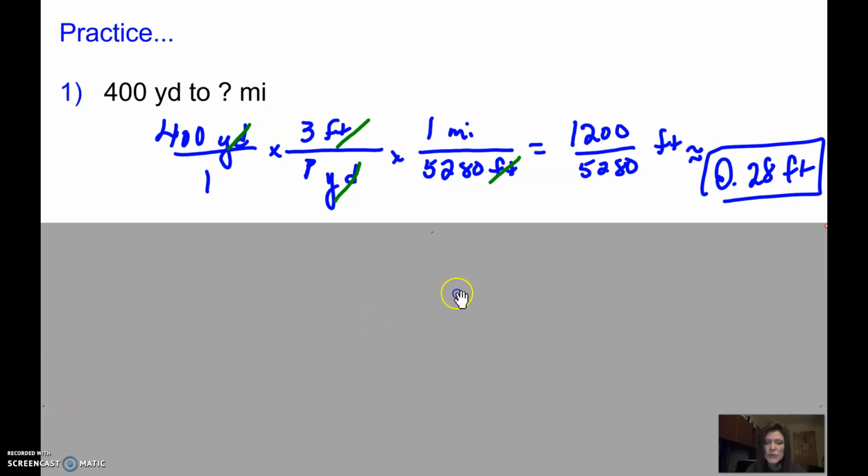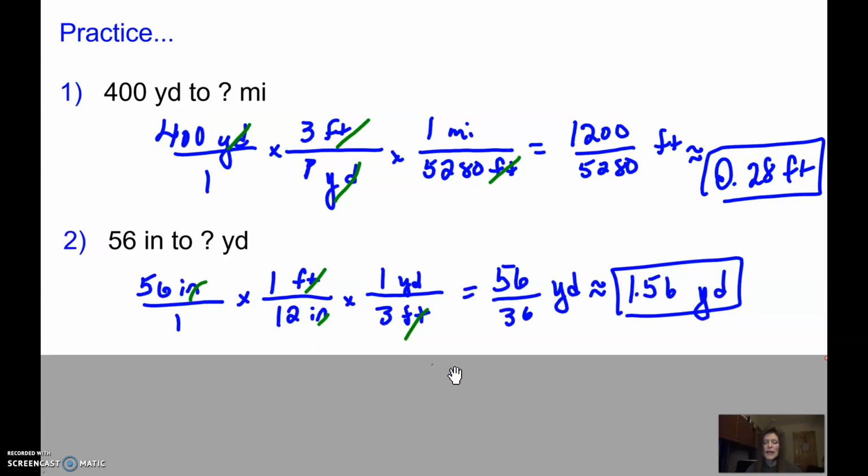All right, let's check the next one. So the next one, I have 56 inches is how many yards? Now, some of you might remember, hey, I know there's 36 inches in 1 yard, and you could have done this with one conversion factor. Kudos to you. That's great. But in this work here, I've just used the conversion factors that were given to me from the book.